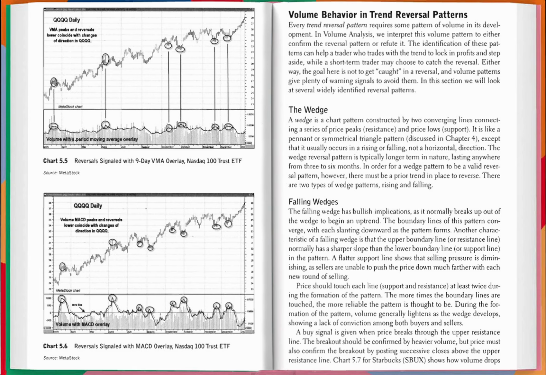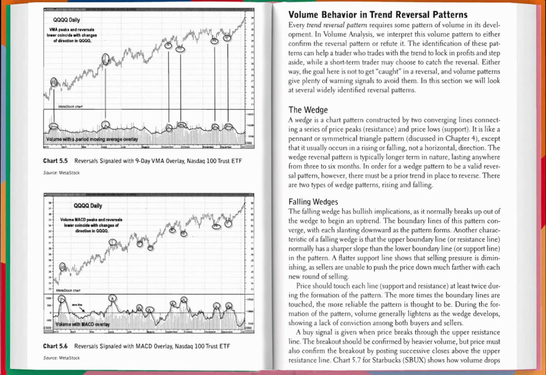The wedge. A wedge is a chart pattern constructed by two converging lines connecting a series of price peaks (resistance) and price lows (support). It is like a pennant or symmetrical triangle pattern discussed in Chapter 4, except that it usually occurs in a rising or falling, not a horizontal direction. The wedge reversal pattern is typically longer term in nature, lasting anywhere from 3 to 6 months. In order for a wedge pattern to be a valid reversal pattern, however, there must be a prior trend in place to reverse. There are two types of wedge patterns, rising and falling.